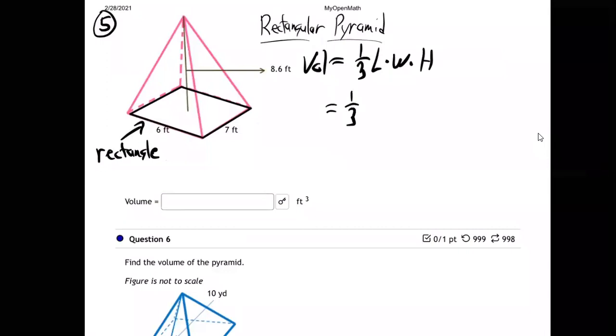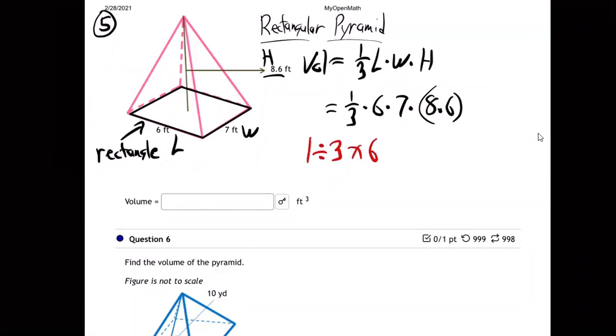So it's going to be 1/3. This is length, width, and the height is right here, 8.6. So it's 1/3 times 6 times 7 times, in my case, 8.6. So hit the buttons on your calculator. On the calculator, that would be 1 divided by 3 times 6 times 7 times 8.6, right? Like that for that 1/3.